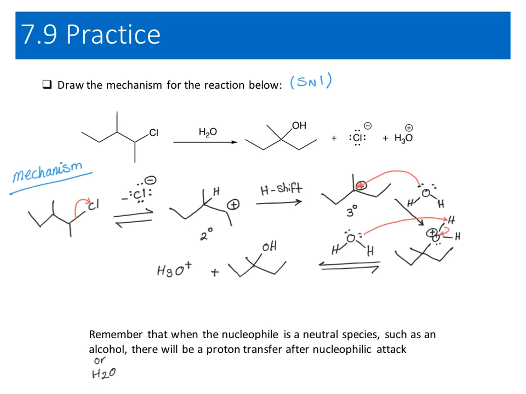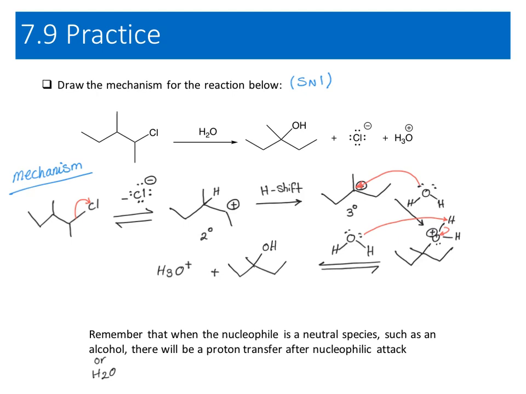Now in the product, do I need to show stereochemistry here? Do I need to show that I get a racemic mixture? No, because this carbon is not a chiral carbon. This part of the molecule is exactly the same as the other part. Therefore, I don't need to show the stereochemistry here. So I'm going to get only one product in this reaction.